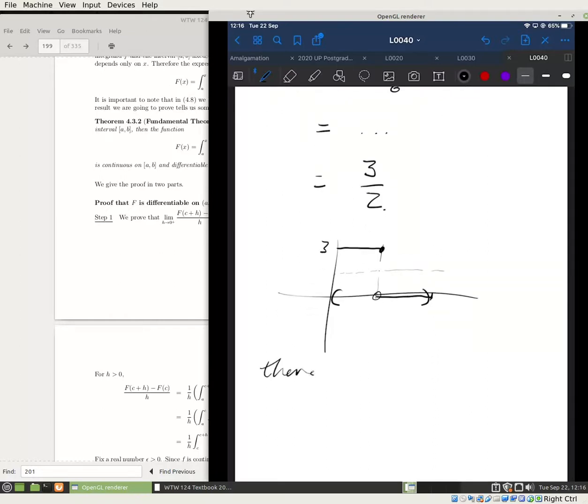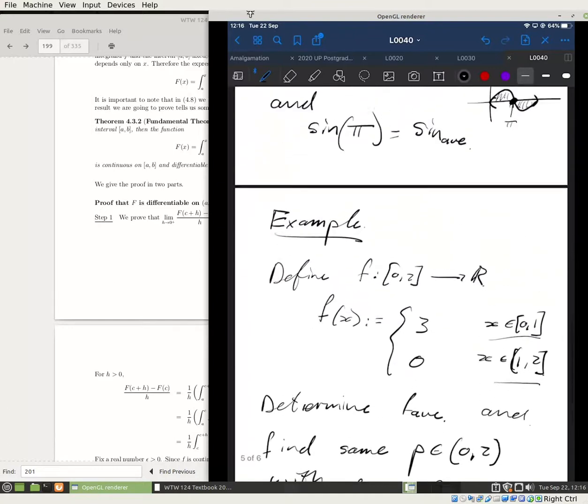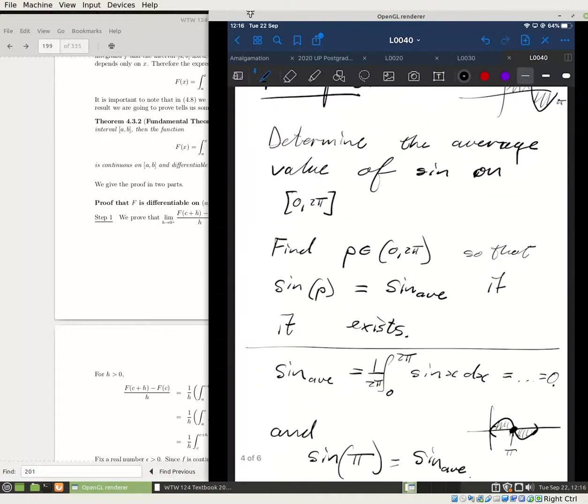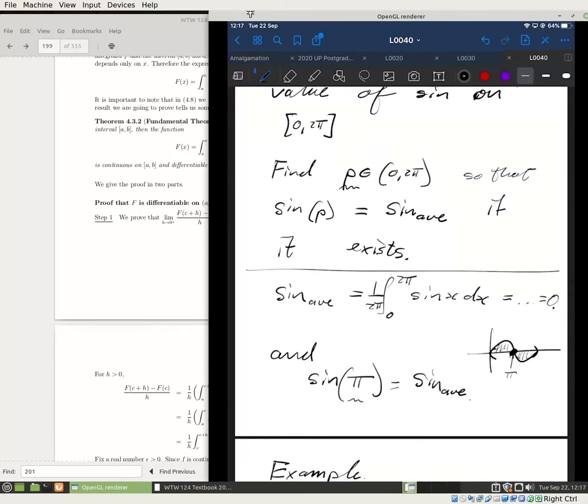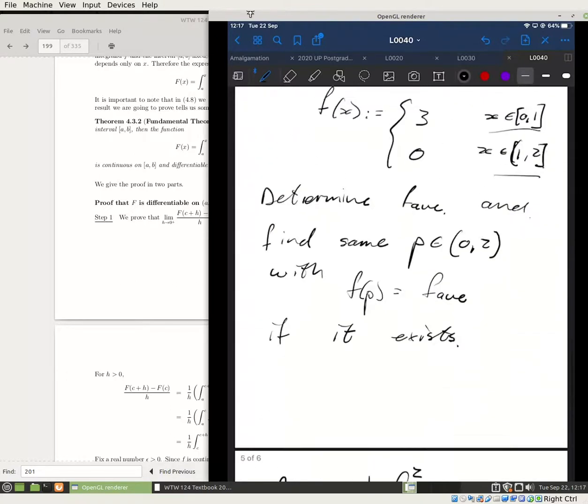So there exists no p in the open interval 0 to 2 for which f of p is equal to f average, which is 3 over 2. Okay, so we see here sometimes there is a point in the domain of the function at which the function takes on its average value, and sometimes not. And what is the difference between these two functions?